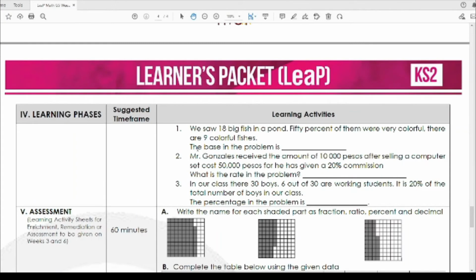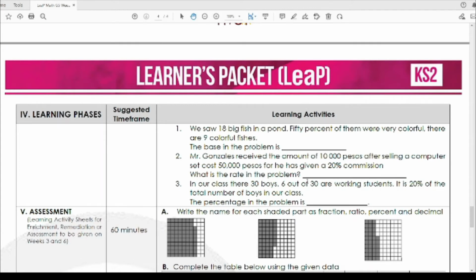Number 2. Mr. Gonzalez received the amount of 10,000 pesos after selling a computer set costing 50,000 pesos, for he was given a 20% commission. What is the rate? We are looking for the rate in the problem. Number 3.